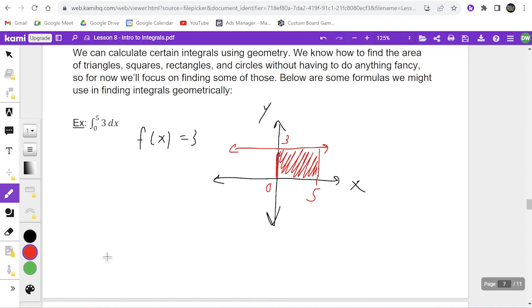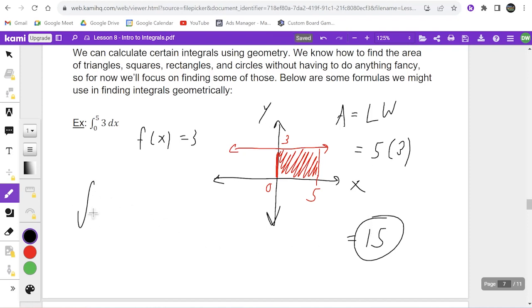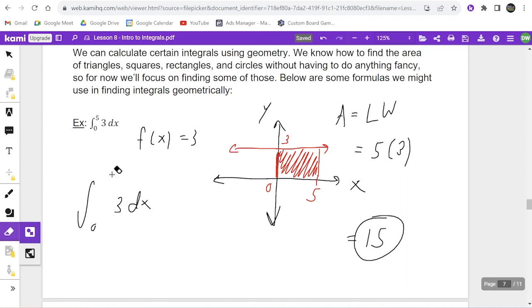And I really hope you know that this is just a rectangle. And of course, rectangles have an area of length times width. And it looks like my length is 5 and my width is 3. So it looks like the answer to my question is 15. In other words, the integral from 0 to 5 of 3 dx is 15.